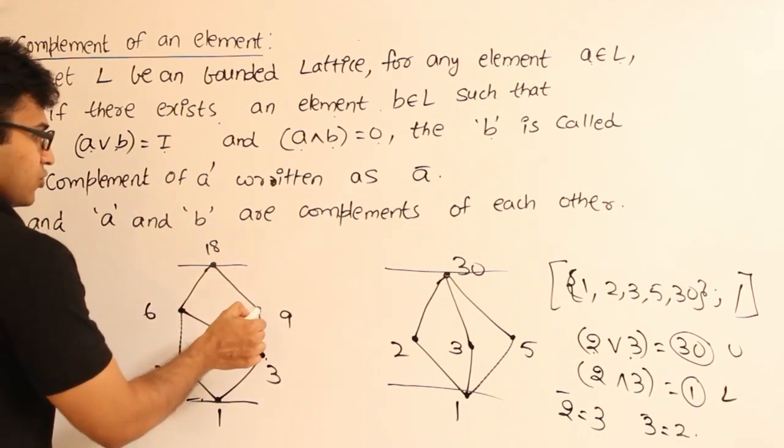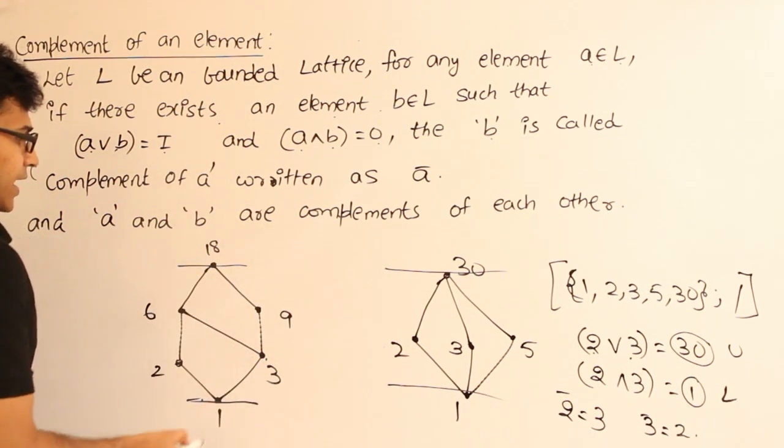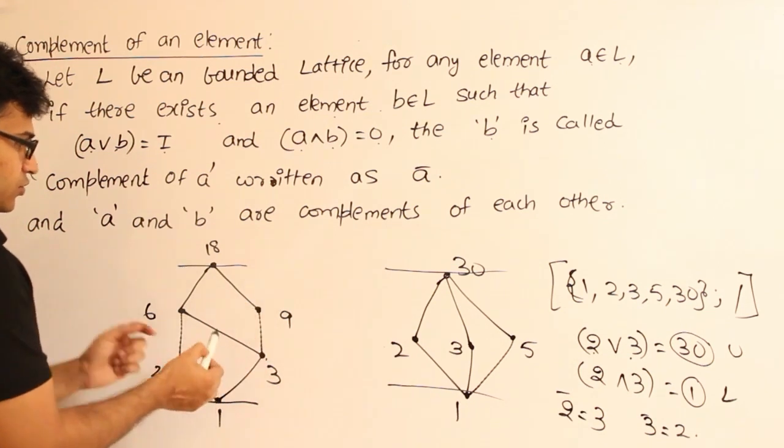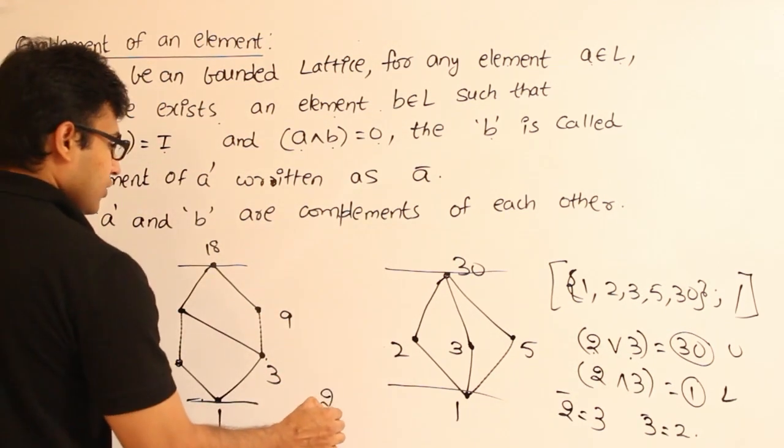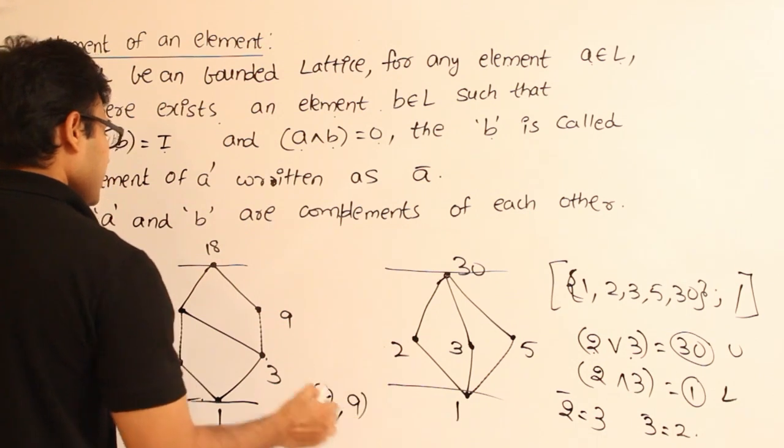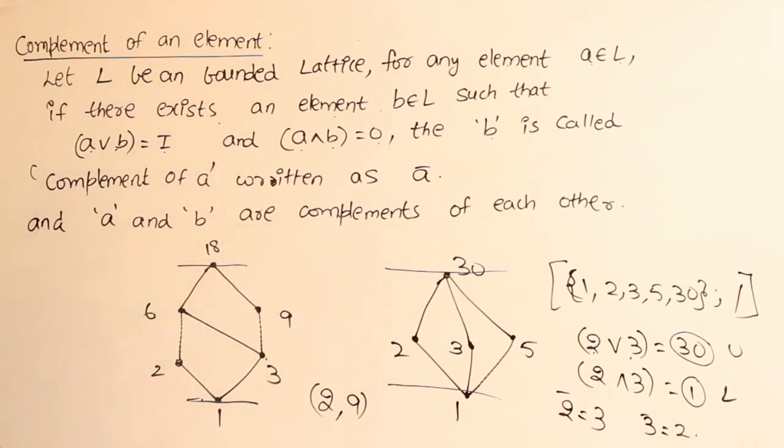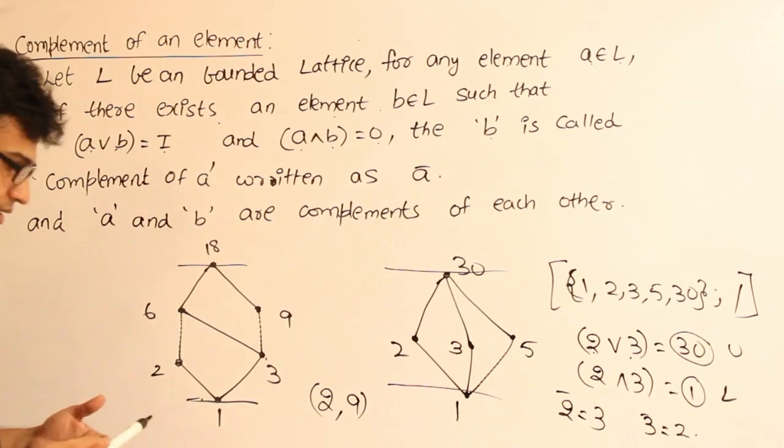If I take the LCM of 2 and 9, it is going to be 18, and if I take the GCD of 2 and 9, it is going to be 1. Therefore I can say that 2 and 9 are complements of each other in this example. Got it? But then it is not necessary that we always get a complement.